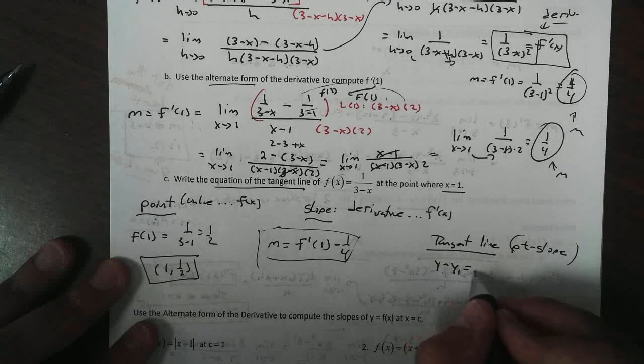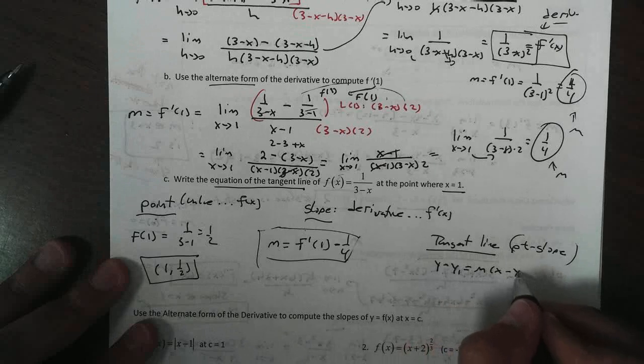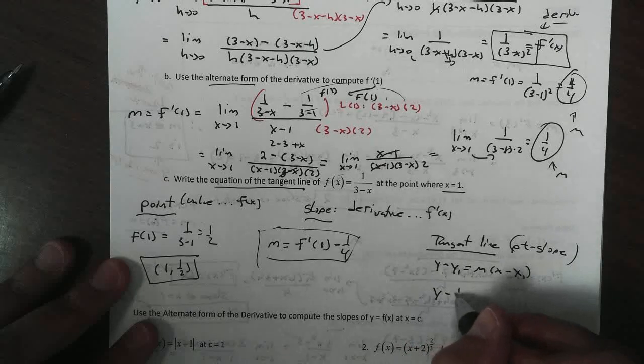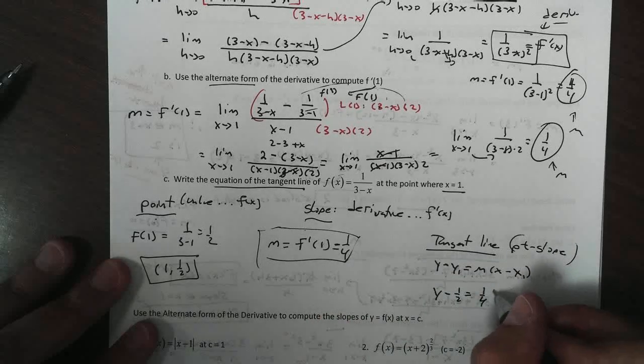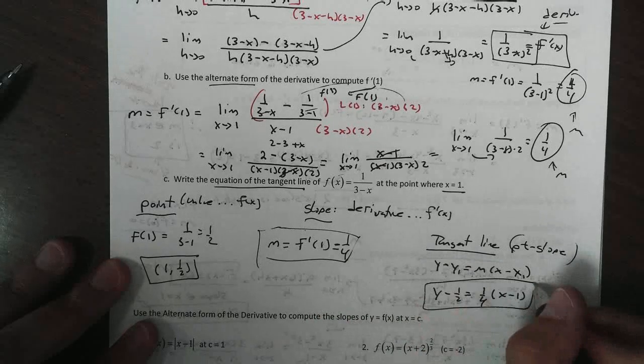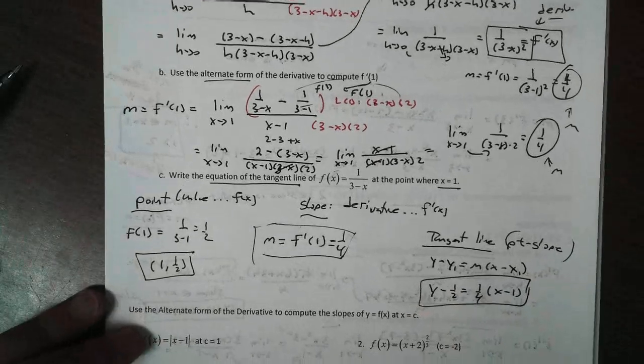y minus y1 equals m times x minus x1. And we would get y minus 1/2 equals 1/4. That's not equal to this. That's not a minus. 1/4 times x minus 1. And there's your tangent line. Or as we like to say, tang.